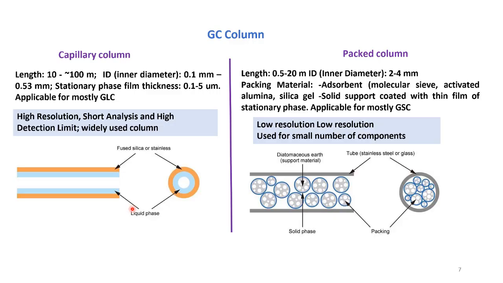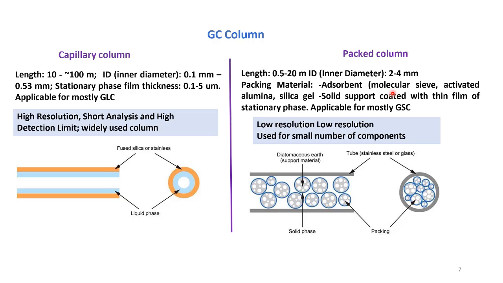As I was saying about the column, it can be either solid or liquid. The liquid type is called a capillary column. A capillary column uses a liquid phase, with a typical length of around 10 to 100 meters and an inner diameter of 0.1 mm to 0.53 mm. The stationary phase film thickness is 0.1 to 5 micrometers, and it is applicable to GLC because we have a liquid phase. It has very high resolution, and the analysis time is also short compared to the solid one.